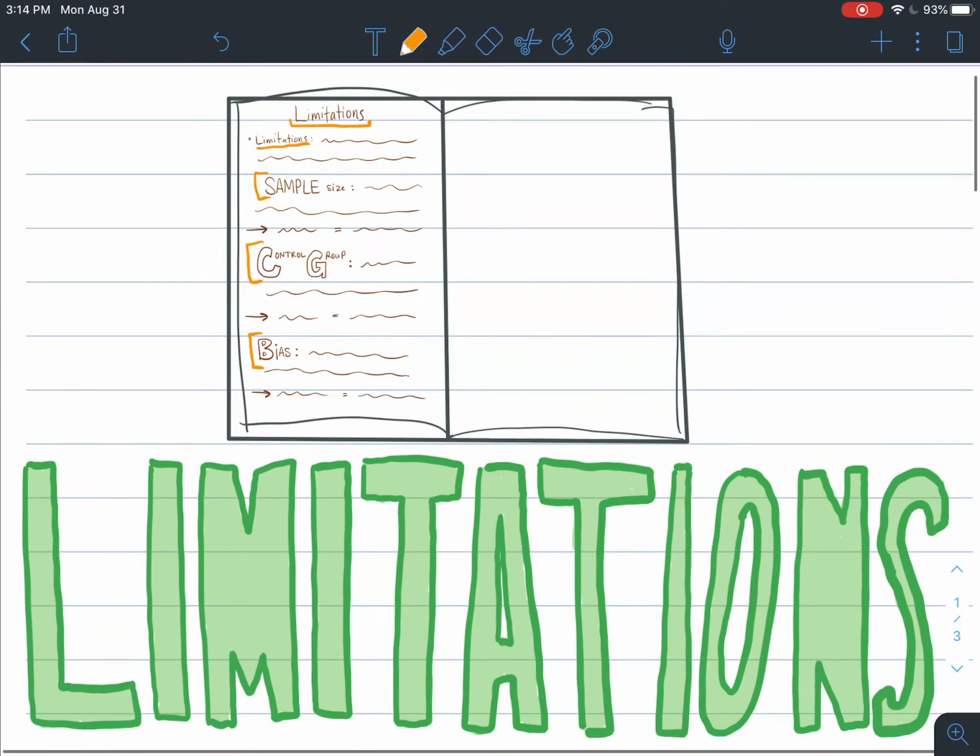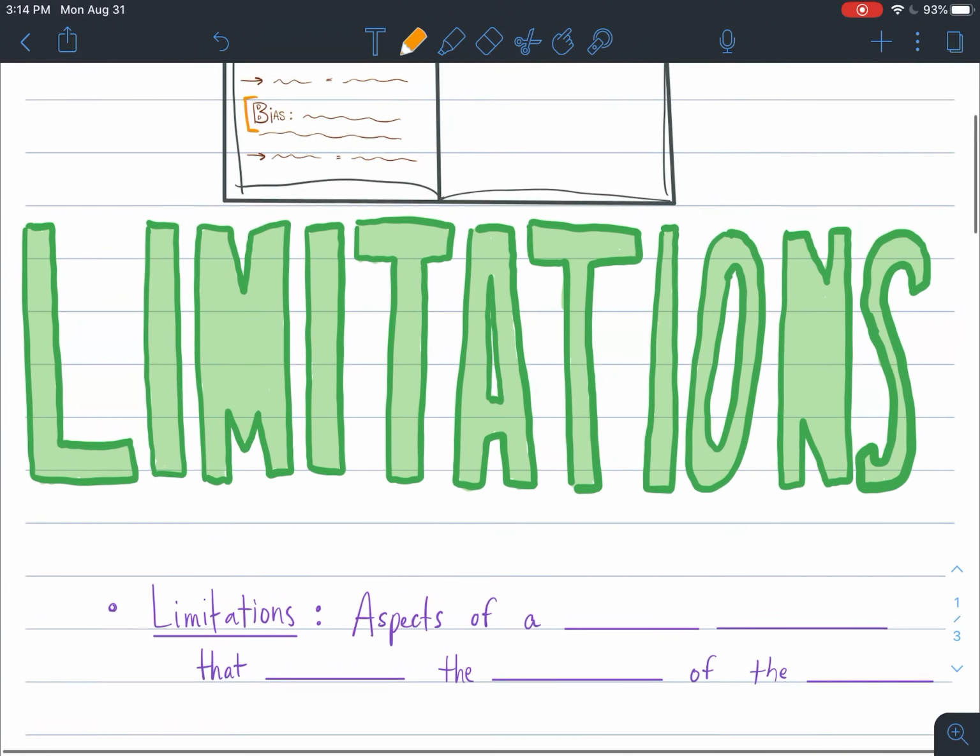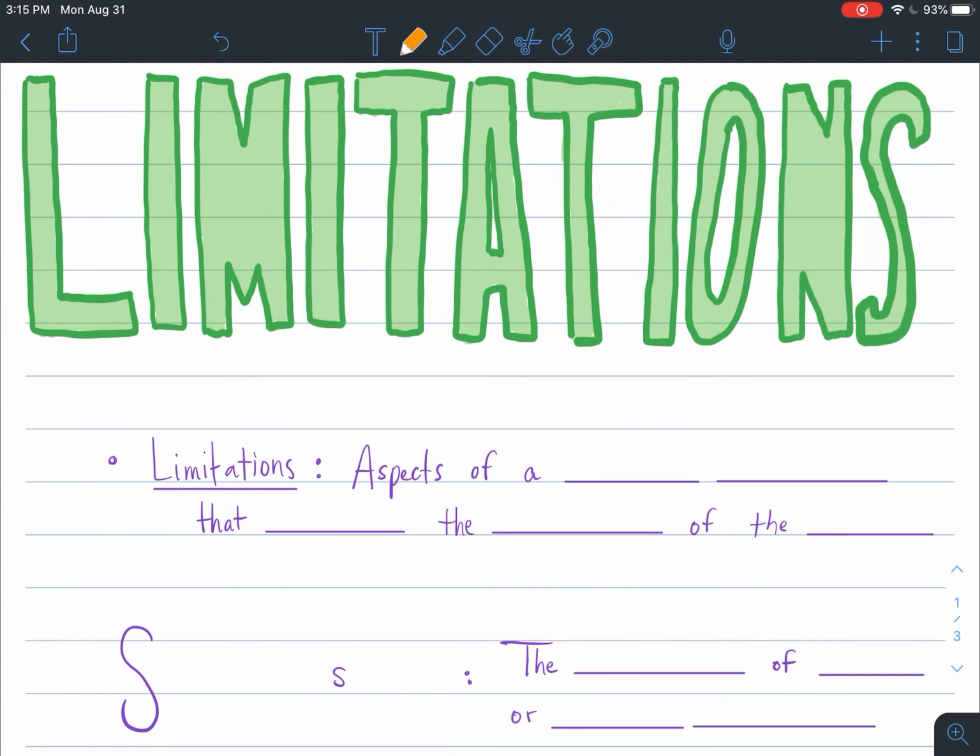All right, let's get started then. This title is Limitations. So what are limitations? Well, essentially, they're aspects of a scientific investigation or experiment that reduce the accuracy of the results.